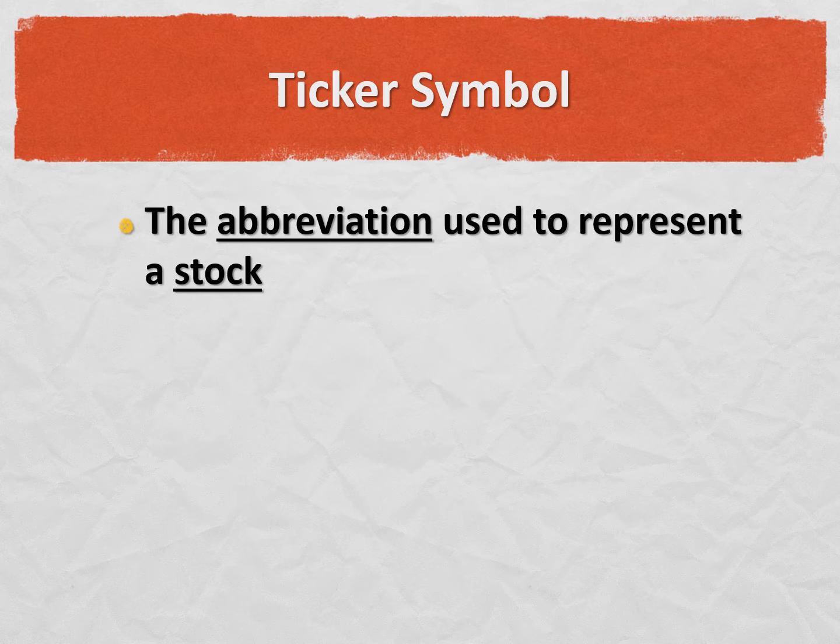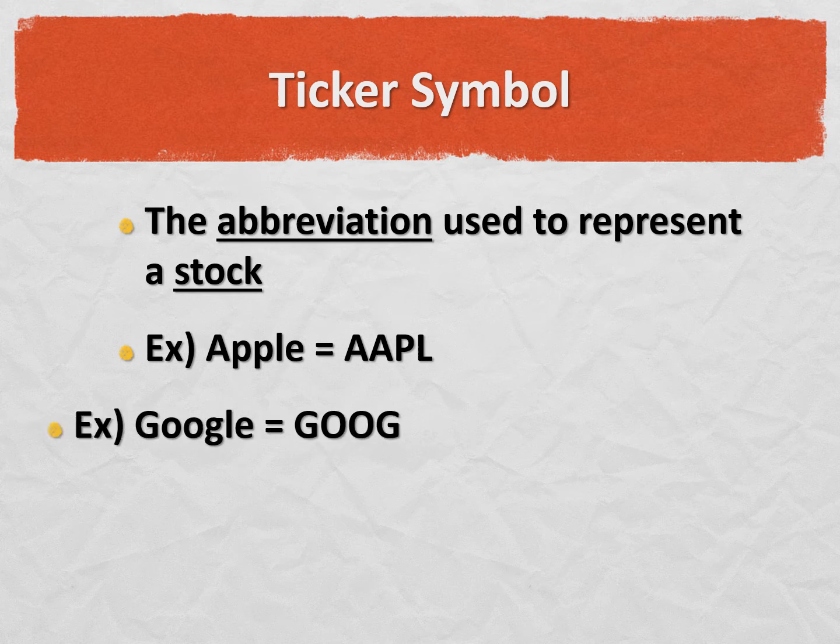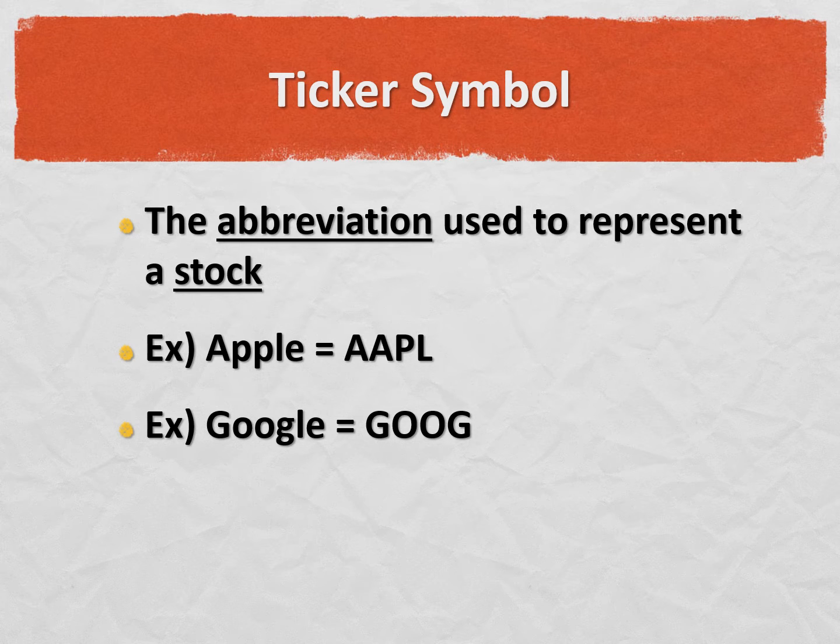What's a ticker symbol? It's an abbreviation used to represent a stock. So there are thousands and thousands of stocks, so you've got to be able to represent it just by a few letters. Apple, AAPL. Google, GOOG.